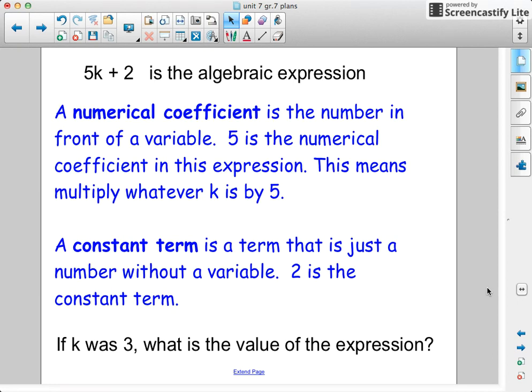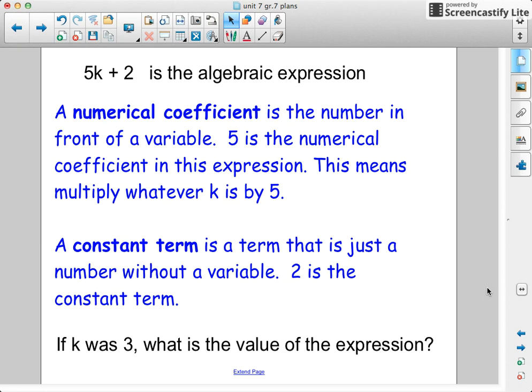So 5k plus 2 is an example of an algebraic expression. It's called an expression and not an equation because it does not have an equal sign. So that is the difference between those. Now you need to know a few terms. A numerical coefficient is the number in front of a variable. So 5 is the numerical coefficient in this expression. And what this says is 5 multiplied by whatever k is. So k is our unknown or our variable, could be our changing amount.